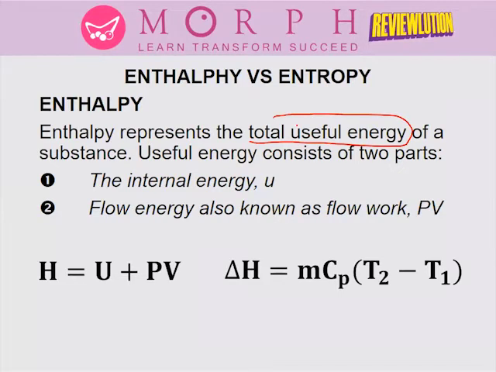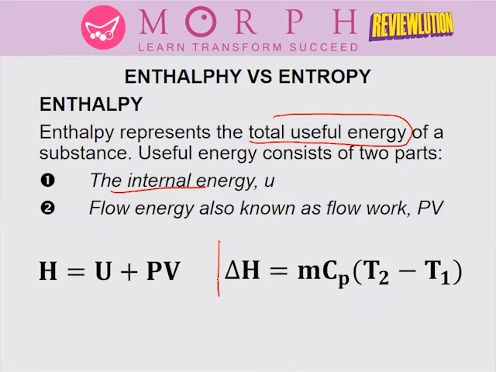It is categorized into two parts. Useful energies consist of two parts. We have internal energy and the flow energy, known as the flow work. So basically, enthalpy is, again, useful energy. Bear that in mind. Enthalpy is the useful energy. It consists of the internal energy and the work.